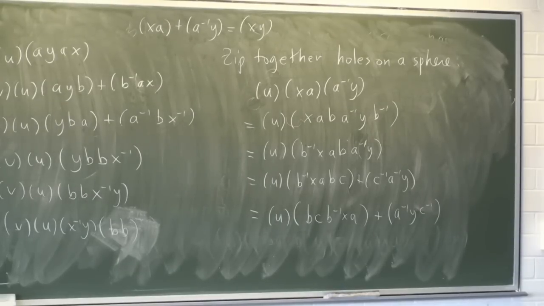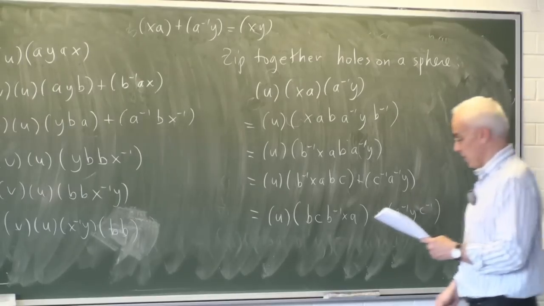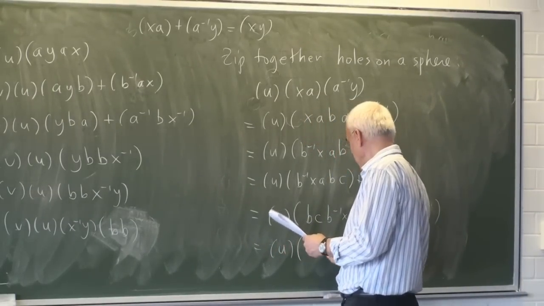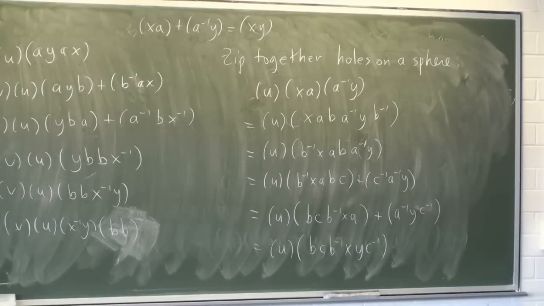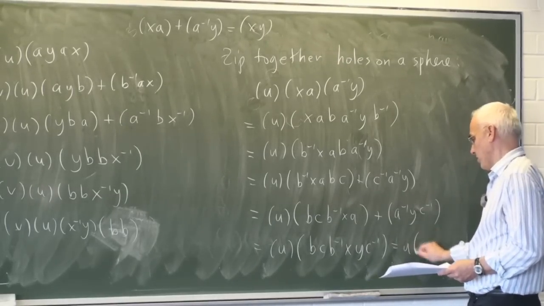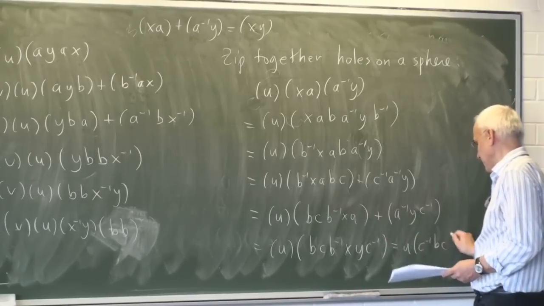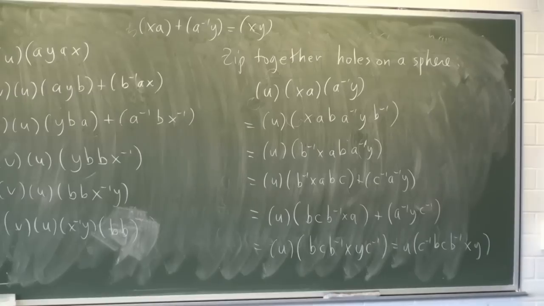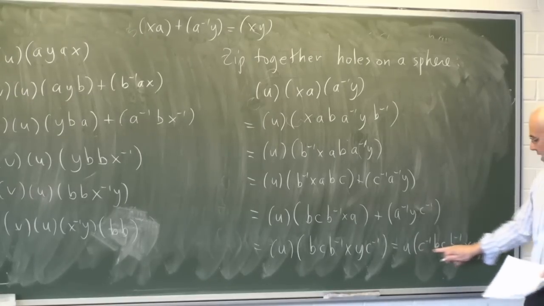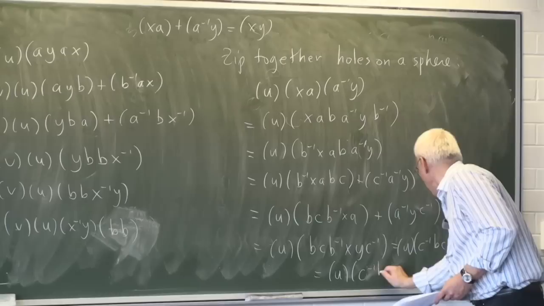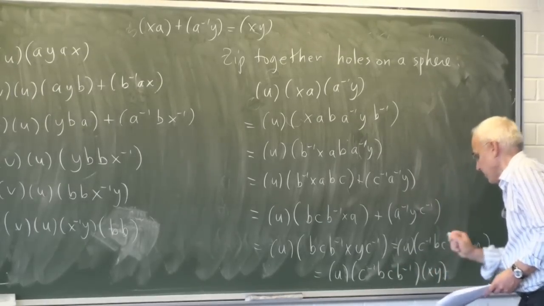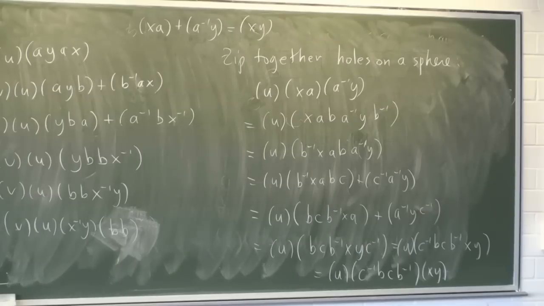So I've rotated now so that the A and the A inverse are side by side. And then I will use them to combine U, B, C, B inverse, X, Y, C inverse. And that gives us U, maybe C inverse, B, C, B inverse, X, Y. So it's a manipulation that has extracted a handle that we can now separate from the rest, equals U, C inverse, B, C, B inverse, times X, Y. So basically, this gives us enough technology. We can zip together same direction edges. We can zip together opposite direction edges.